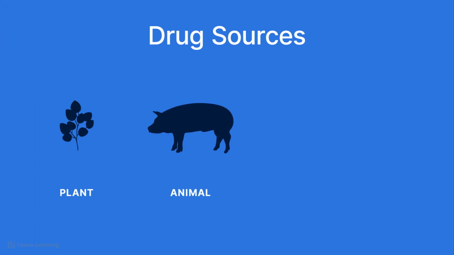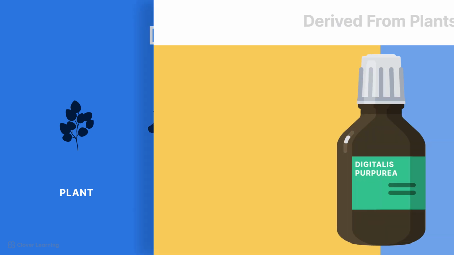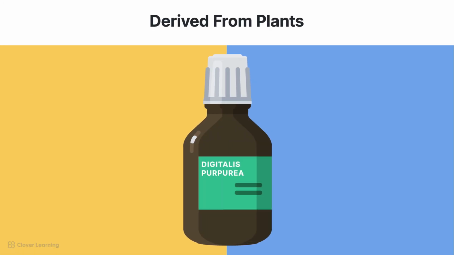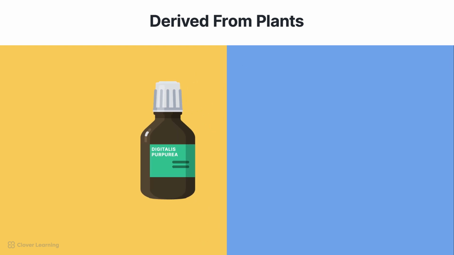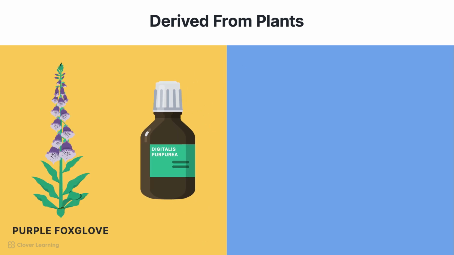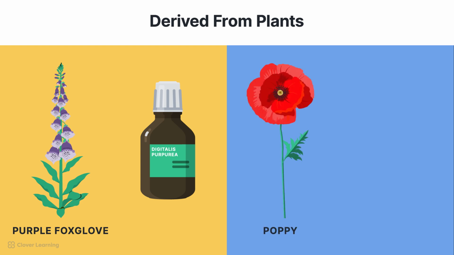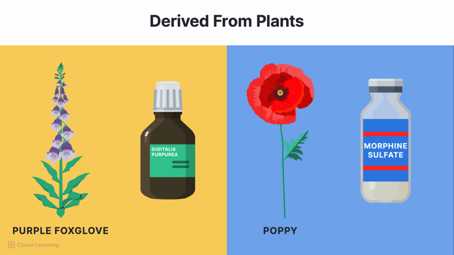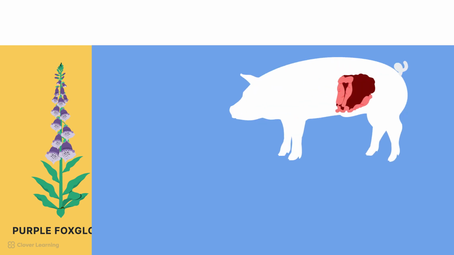Drugs come from 4 sources: plants, animals, minerals, and synthetic materials. Drugs that are derived from plants include digitalis, a cardiac glycoside used to treat congestive heart failure. Digitalis is made from a wildflower called purple foxglove. Drugs from the poppy plant are morphine and codeine, which are powerful analgesics.